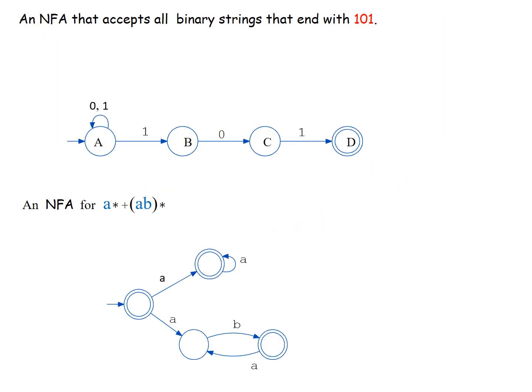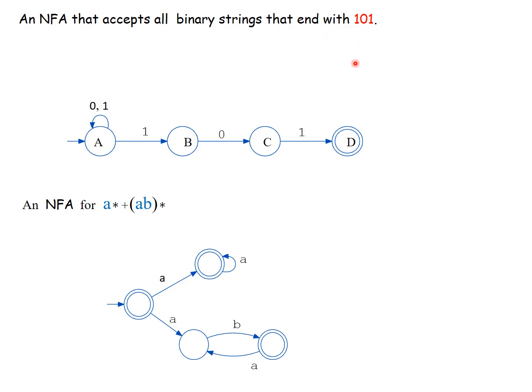I have limited it here. So look at another example: an NFA that accepts all binary strings that end with 101. Look at this. Any string you take, it can end with 101. The minimum string is 101. Starting with A, accepting 1 reaches B, B on 0 reaches C, C on 1 reaches D, and then it is accepted.